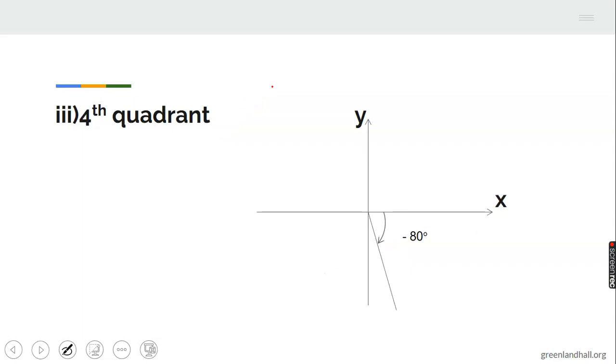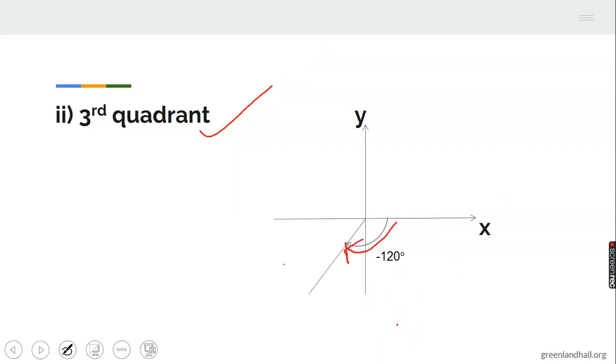Then minus 80. It's less than minus 90. So here, this angle is in the fourth quadrant. This is the fourth quadrant. So P is in the fourth quadrant.